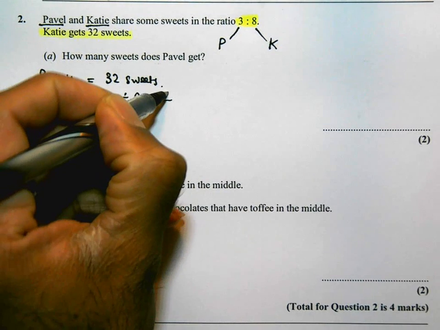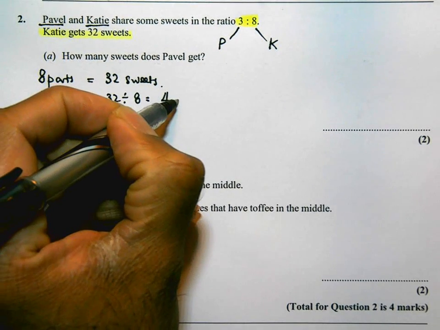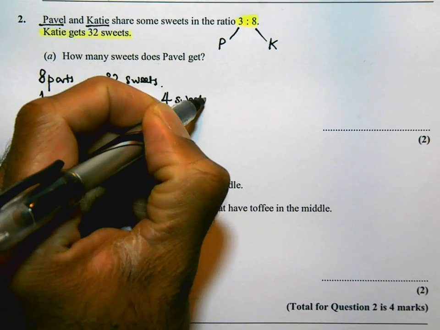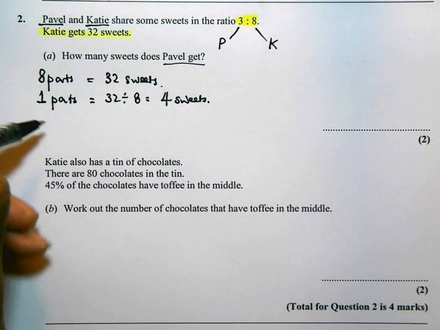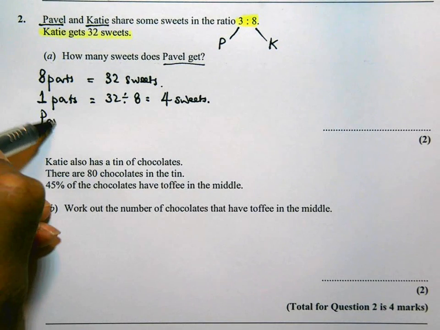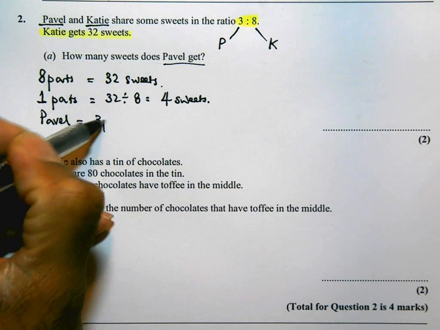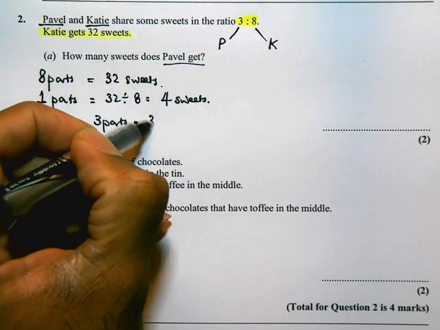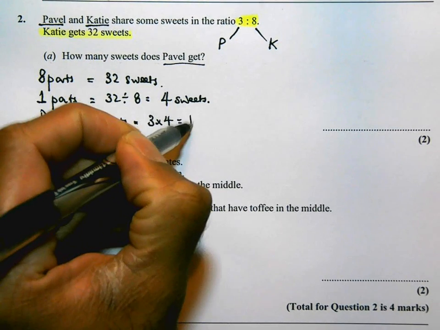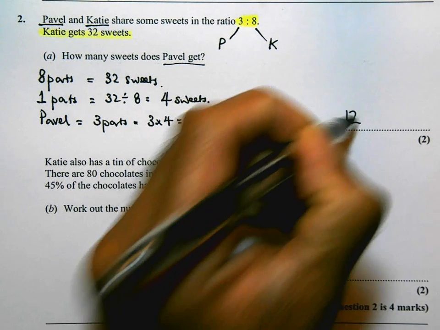This is a calculator paper. If you didn't know that, you could look it up, but you should have known that. 1 part is worth 4 sweets. The question says, how many sweets does Pavel get? Now, Pavel gets 3 parts. But if 1 part is 4 sweets, 3 parts is 3 times 4, which is 12 sweets. So Pavel gets 12 sweets.